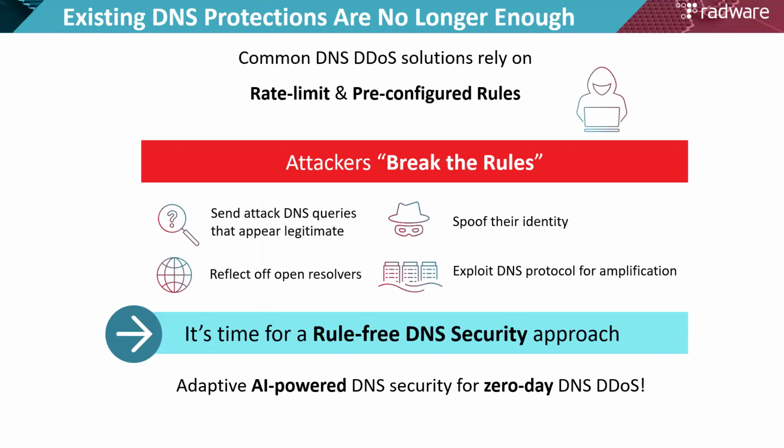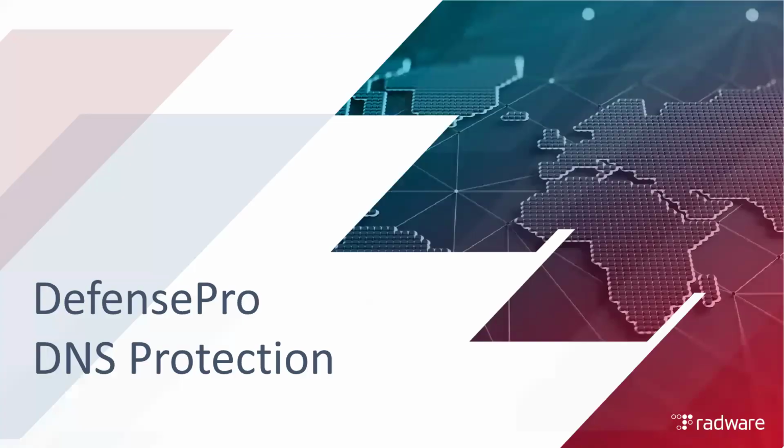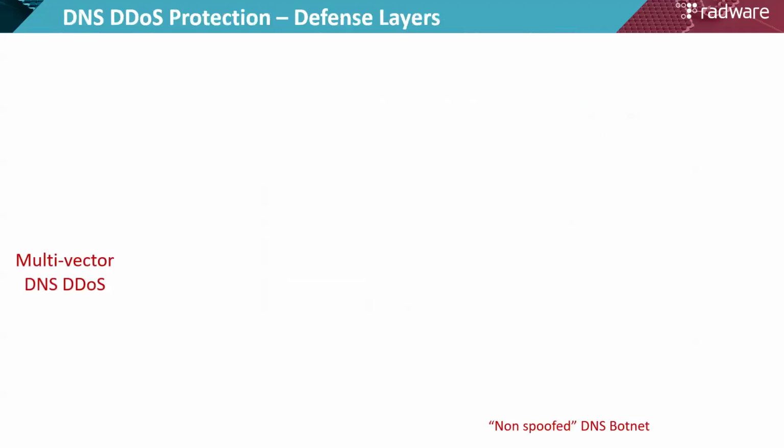So we are using AI-powered DNS security to mitigate zero-day DNS DDoS attacks. In Defense Pro DNS protection, we make use of multi-vector protection. We are not just using a single protection mechanism to stop DNS DDoS attacks. We are making use of multiple protection modules.